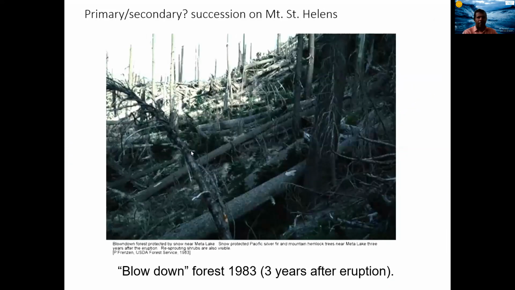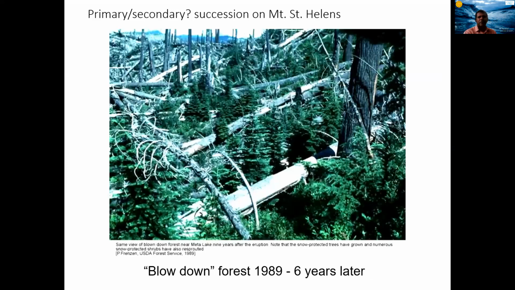You can see, actually this Mount St. Helens is actually after the forest fire, not the volcanic activity. The forest has been fully burned. It's a blowdown forest, and then this is after 3 years. You can see after 6 years how it looks, some plants arrived here.